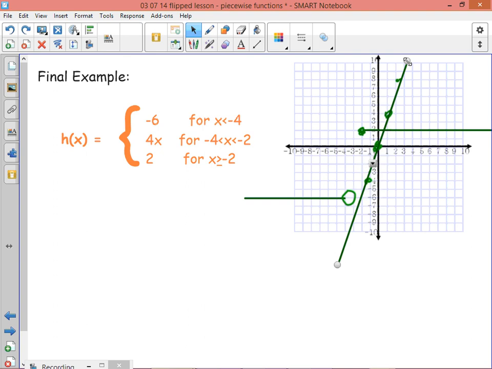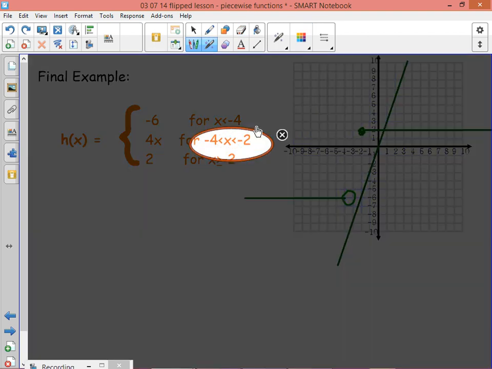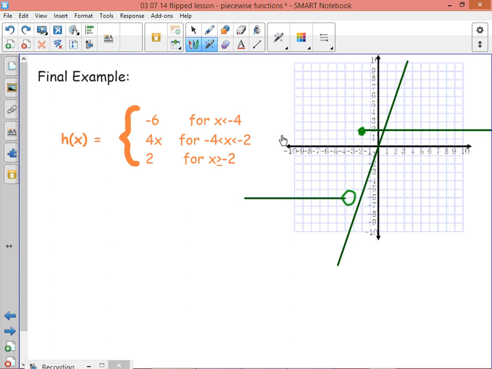Now I'm going to erase these points that I had drawn. And I need to think about the interval here. The interval only works for x is in between -4 and -2. So -4 and -2 is the only part of this that works. So what I need to do is truncate this so it's only working for that little bit.